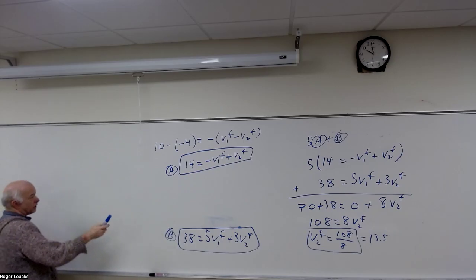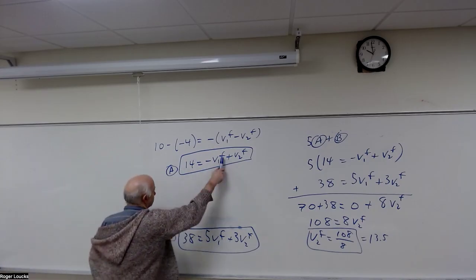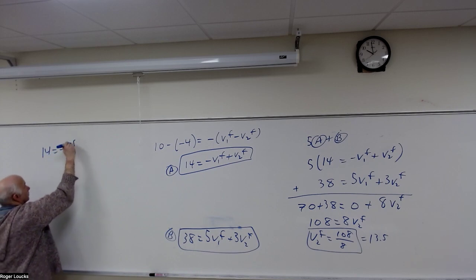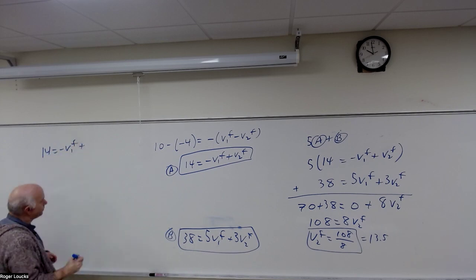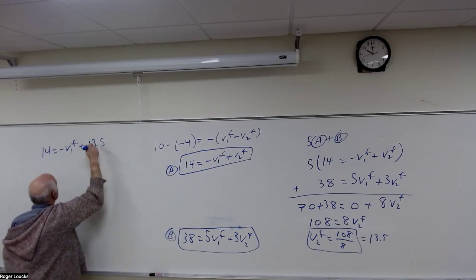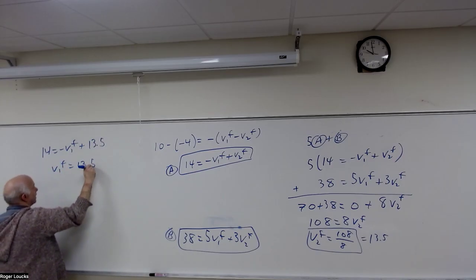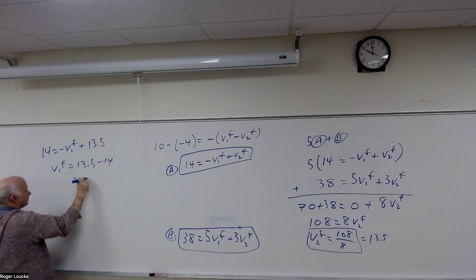What is that going to give me? I'll take the V1 final over here and the 14 over here. I'll just leave it like this. 14 is this plus 13.5. So my V1 final is 13.5 minus 14. This would be minus 0.5.